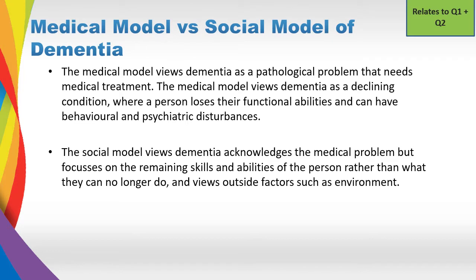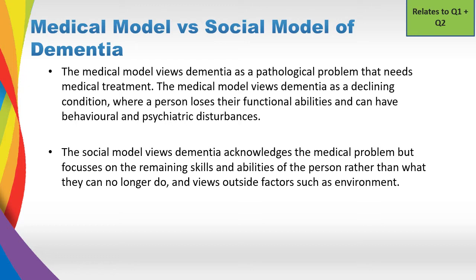So the medical model looks at the pathological problem that needs medical treatment, and it looks at dementia as a declining condition where somebody is losing their functional abilities and can have behavioural and psychiatric disturbances. So it's focusing very much on the negatives of what that person is becoming, not who they were.